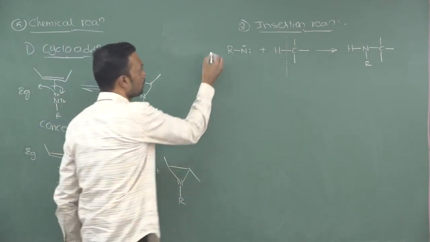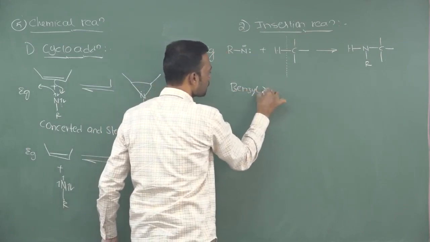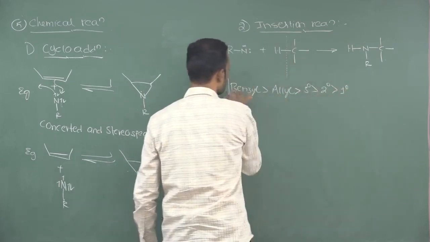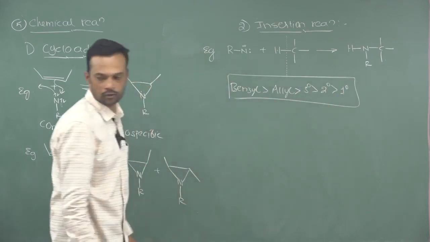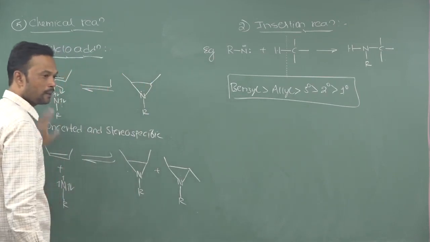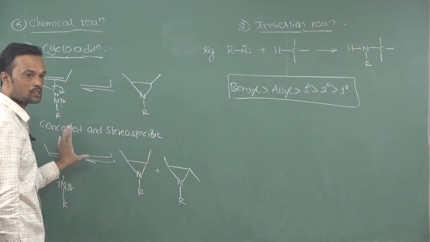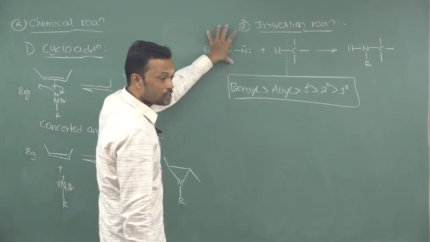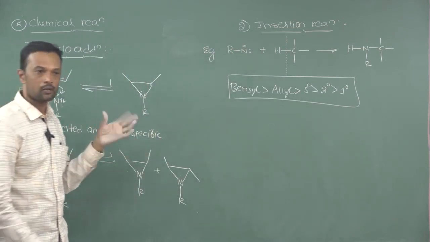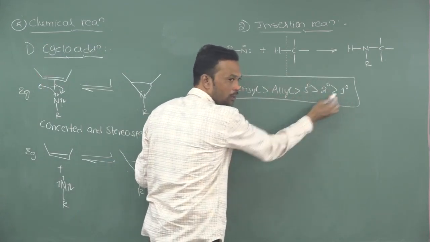Now what is the reactivity order in this insertion reaction? Here also it remains the same. Already I have given: benzyl is more reactive than allyl, then followed by tertiary, secondary and primary C-H. This is the reactivity order, and it is most important for your exam. Here in this one, only remember a few points. Singlet nitrene or singlet carbene addition is concerted and stereospecific, but triplet is non-concerted and non-stereospecific. Insertion reactions are nothing but inserting nitrene or carbene between carbon and hydrogen. And if multiple carbon-hydrogen bonds are present, give priority to benzyl, allyl, tertiary, secondary and primary.